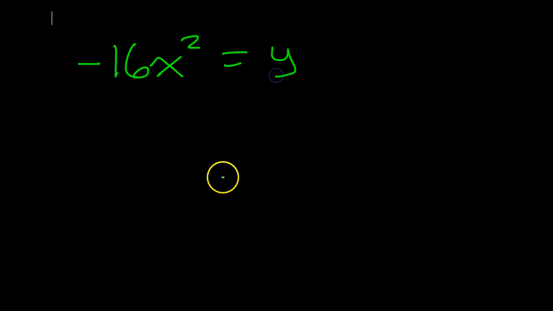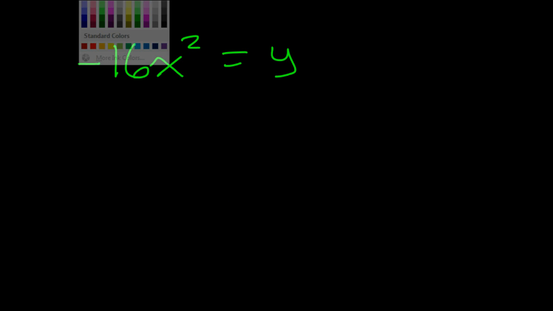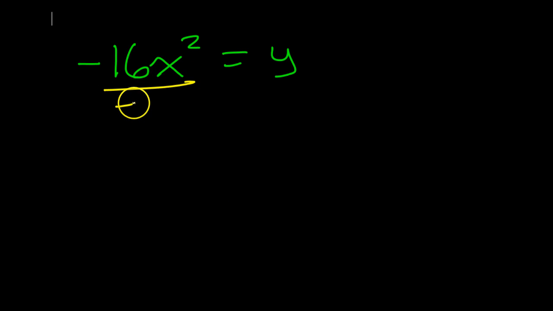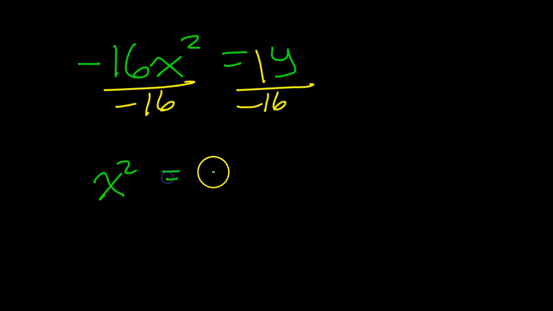All right, was it negative 16 x squared equals y? Yeah, I didn't remember, for the record. So let's go ahead and divide now. Dividing by negative 16 on both sides, think of it as 1/16. So that gives us x squared is equal to negative 1/16 y.